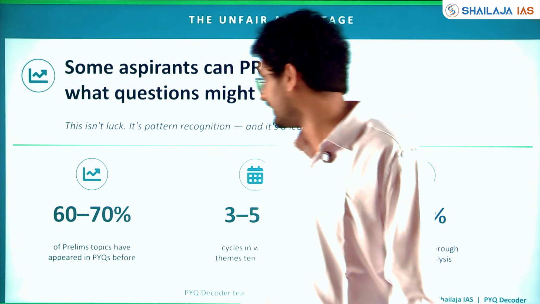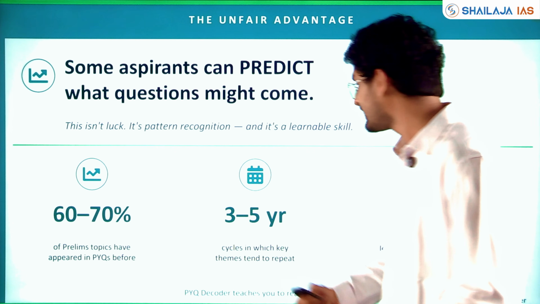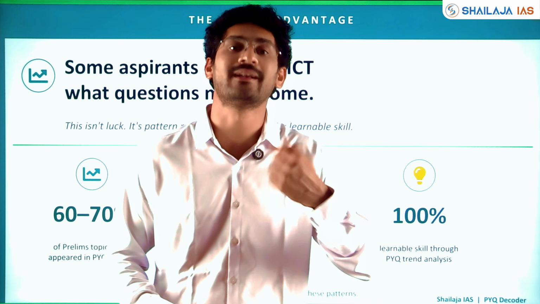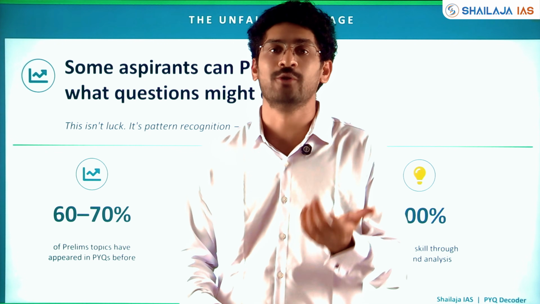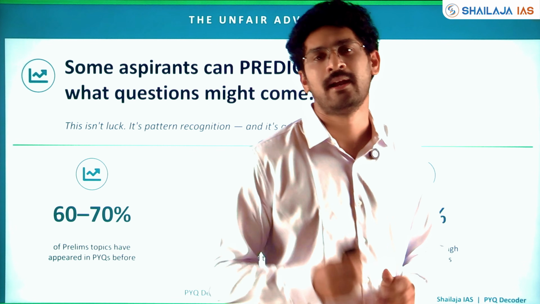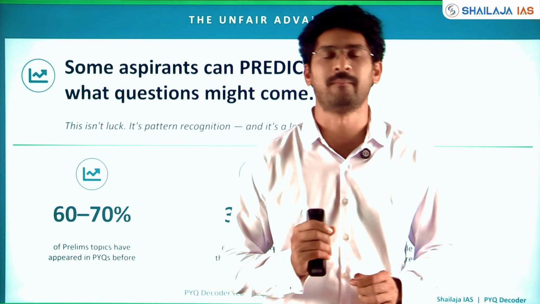The cycle gets repeated, and every 3 to 5 years the themes will get repeated. The areas will be covered again and again by the UPSC examiner, and this is a 100% learnable skill.